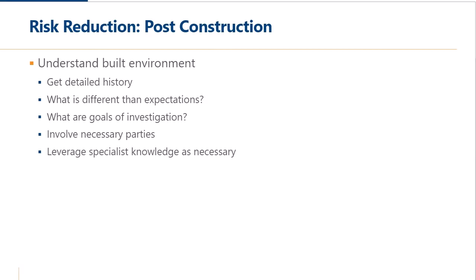Involve the necessary parties: contractors, material suppliers, building owners, tenants. You know, figure out what they know and what they can do to help. Now, again, if you're looking to deal with financial issues and potential litigation, you may or may not want to involve them as soon as possible, depending on the strategy. And then sometimes it's helpful to have specialist knowledge like a material scientist who may have a different or deeper understanding of the materials and their susceptibilities.